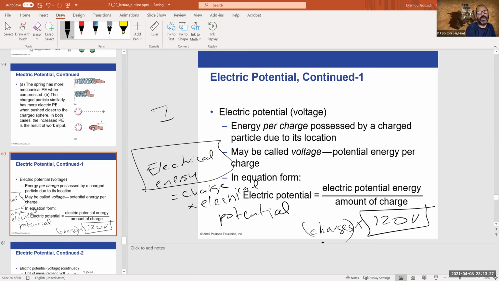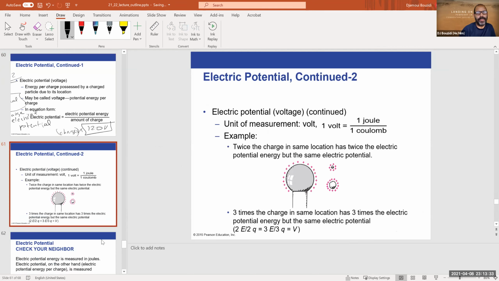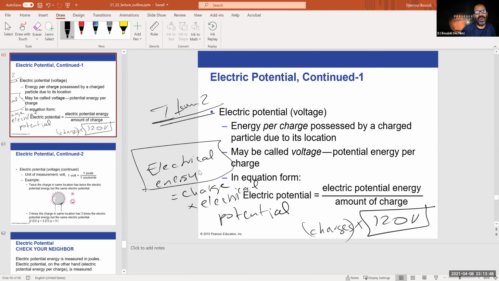So this is item 2. Again, this is just an explanation of the same thing. Energy is in joules. What was item 2? Item 2 is the fact that the electrical energy is the product of the charge and the electrical potential.